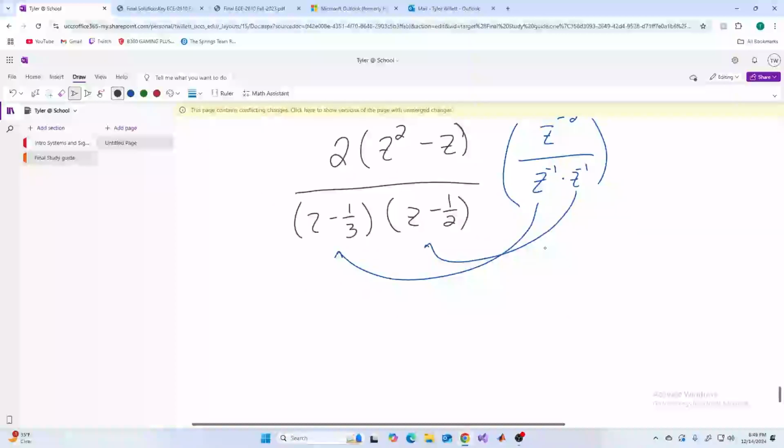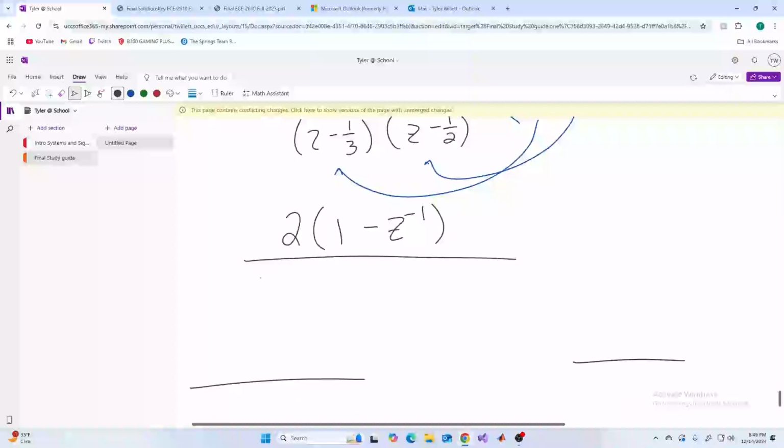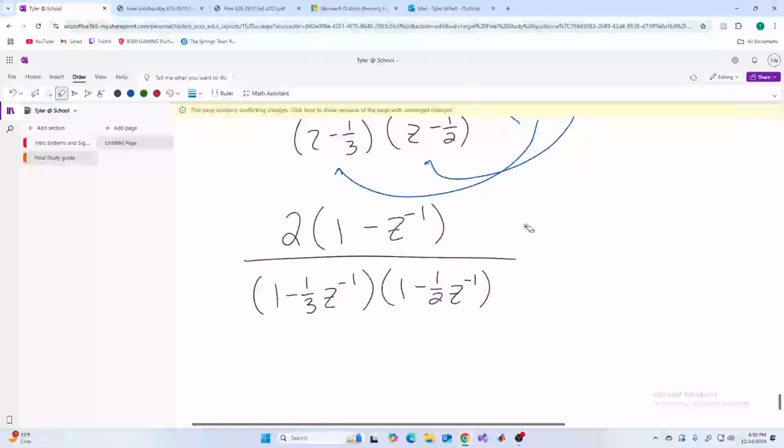So I'm going to get 2 times 1 minus z to the negative 1 all over 1 minus 1/3 z to the negative 1 times 1 minus 1/2 z to the negative 1. And let me erase this. I worked on it a little earlier to make sure I didn't mess up. Okay, now the next thing I need to do, which is super important, is I have 2 terms here.